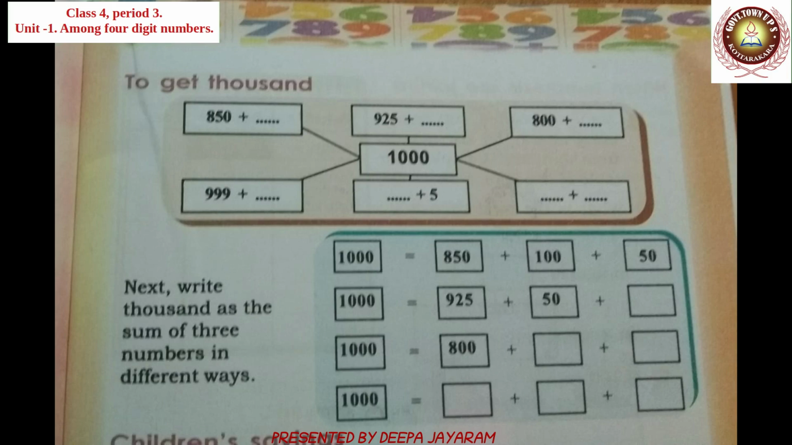Last, 1000 can be written as the sum of 3 numbers. Your answers are different, so this also you must write. The problem is only for you, not me. Okay, you can do that.